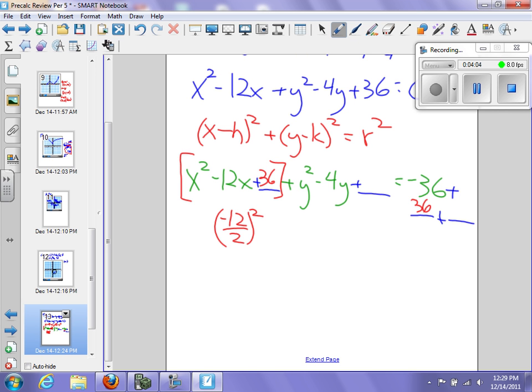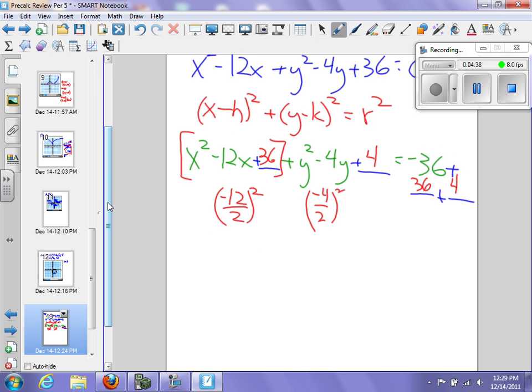And then I want to complete the square over here for my y squared minus 4y. So I'm going to take minus 4 divided by 2, and I'm going to square it. So minus 4 divided by 2 is negative 2. I square it, I get positive 4. So I'll write 4 into that blank, and then I have to come over to this side and remember to write 4 into that blank. Okay? Questions? Okay. So now I'm getting happy.